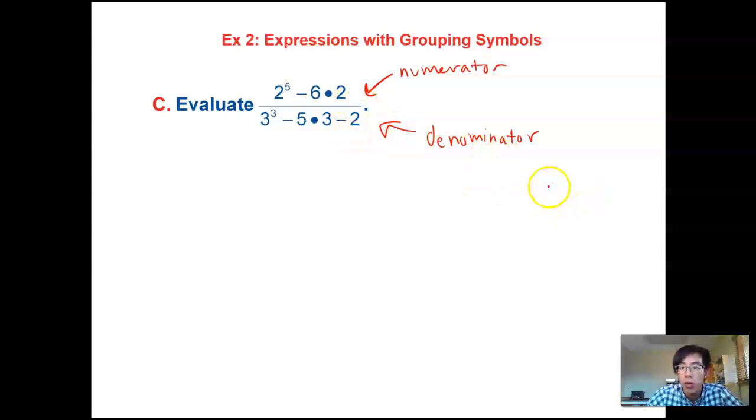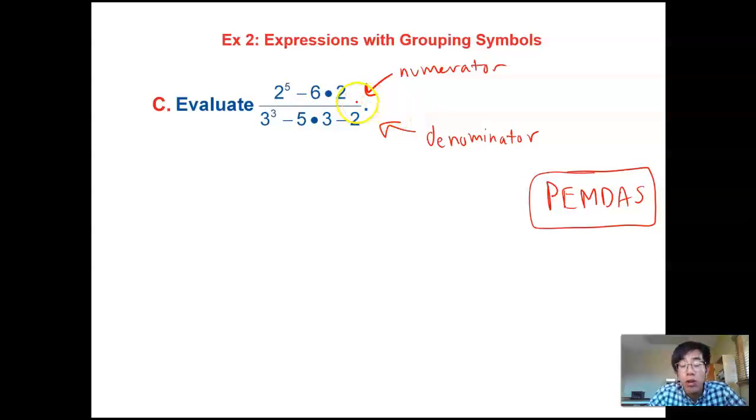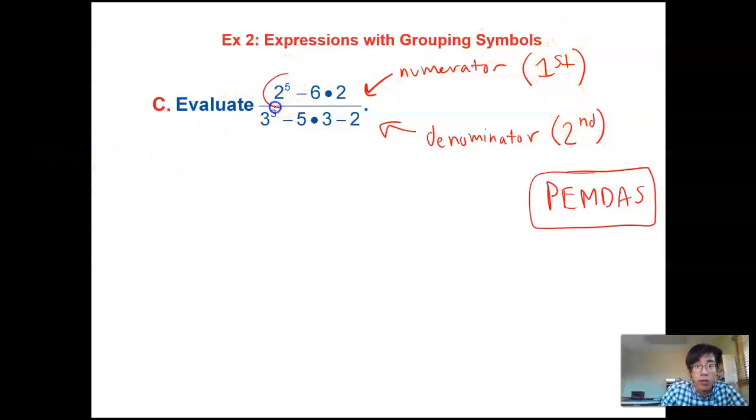We're still going to use the order of operations, PEMDAS. I'm going to do that right there. And the key tip when you solve problems like this and you have a fraction is that you're going to simplify everything on the numerator first, and then you're going to simplify everything on the denominator second. Alright, so let's focus on this top part first.